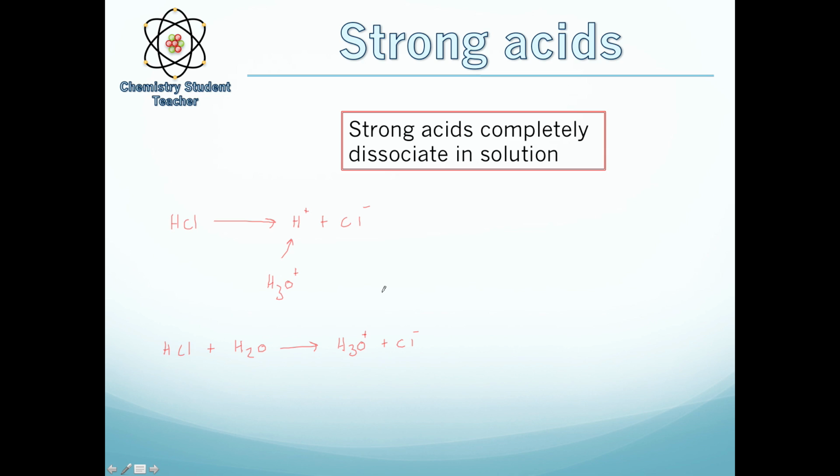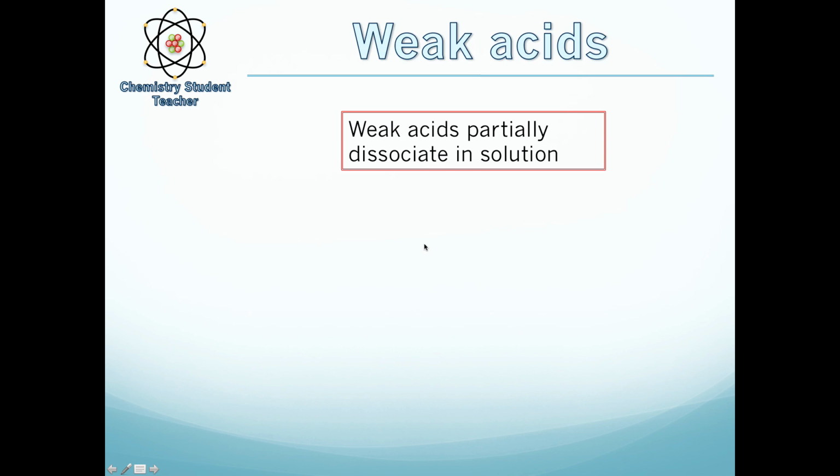So that's one key thing you need to note when you're doing A-level chemistry or equivalent, that the true reaction is that. You'll sometimes see it written as H3O+, you'll sometimes see it written as H+. It doesn't really matter which way you use it. H+ is commonly used because it's just easier to write than H3O+ every single time. So that's strong acids. Let's look at weak acids.